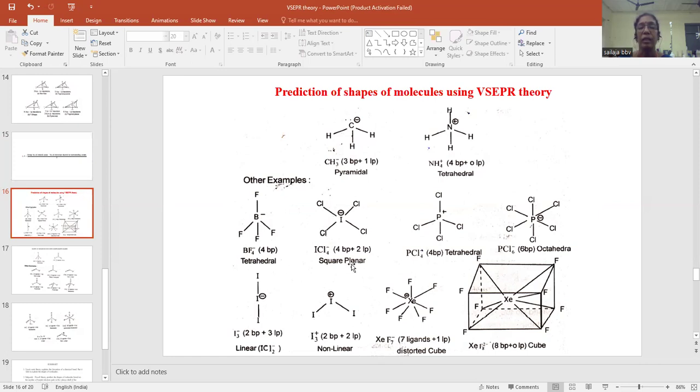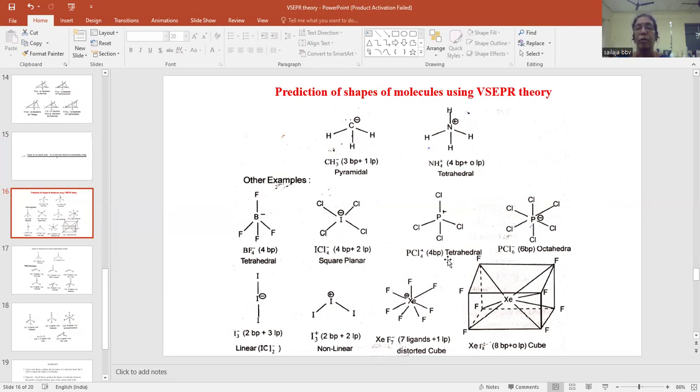Now coming to ICl4 minus. Here the central atom iodine belongs to group number 7. Since there is a negative charge, we have to add 1 to the 7. It will become 8. Since there are 4 surrounding atoms, we have to subtract 4 from 8. We will get 4 divided by 2, which is equal to 2. So there are 2 lone pairs of electrons in ICl4 minus.